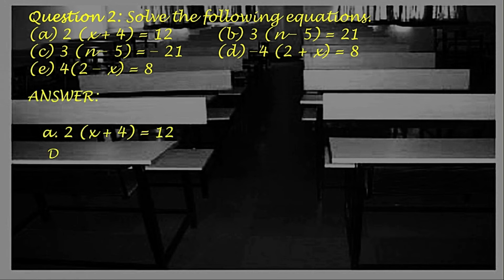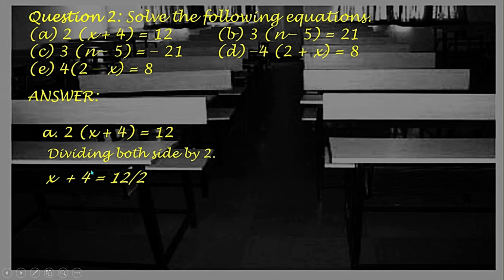So when we divide both sides by 2, what we get is x plus 4 equals 12 by 2. Why? Because this 2 and the 2 which we are dividing by will cancel, and we are left with only 1. So 1 multiplied by x plus 4 equals x plus 4, which equals 12 by 2.